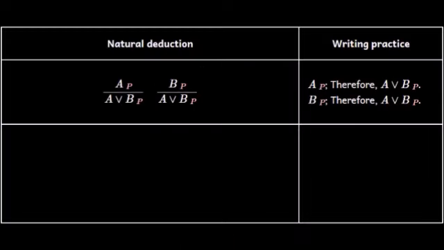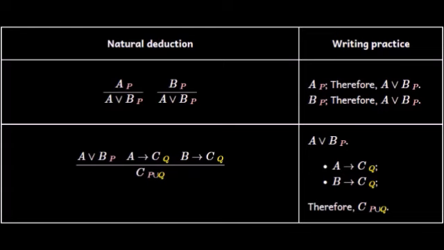Disjunction is the extensional or connective. It has two introduction rules. A with index set P, therefore A or B with index set P. B with index set P, therefore A or B with index set P again. It also has an elimination rule, which is essentially proof by cases, but since it's an extensional connective, it's not completely unrestrained proof by cases. So you have A or B with index set P, if A then C with index set Q, and then, however, we have if B then C with index set Q as well.